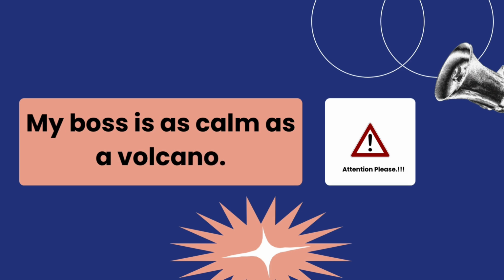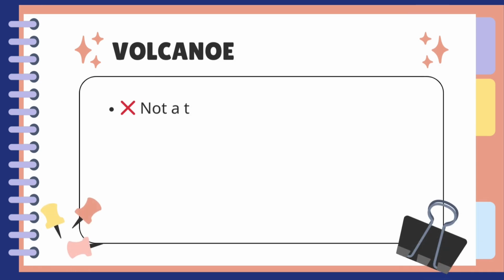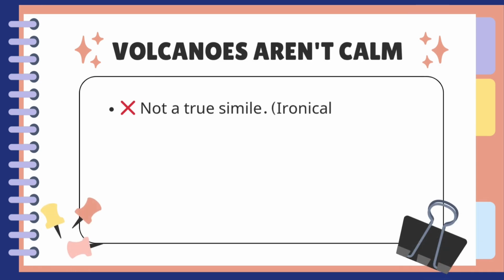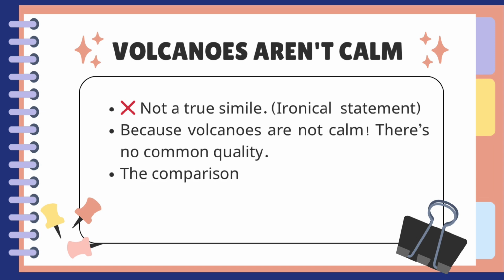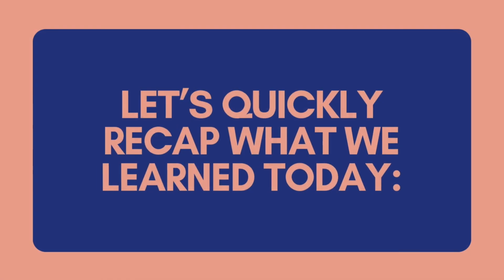Let's move to the next. My boss is as calm as a volcano. Again here, it's not a true simile, it's ironical. Why? Because volcanoes are not calm. There is no common quality. This comparison doesn't make any sense. So I hope you understood what is a simile and what is not a simile. Let's quickly recap what we learned today.